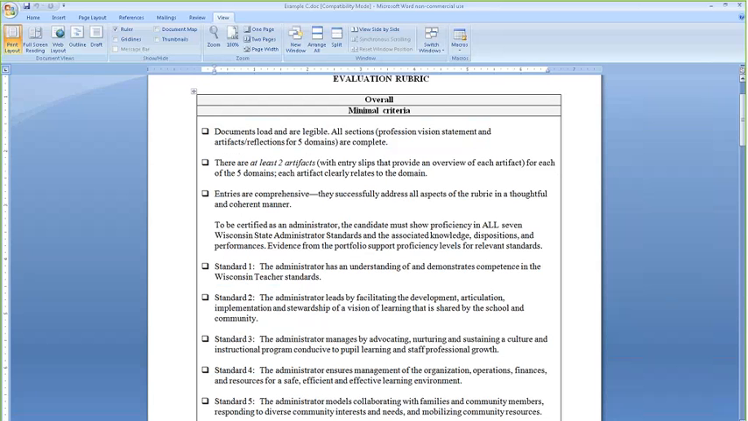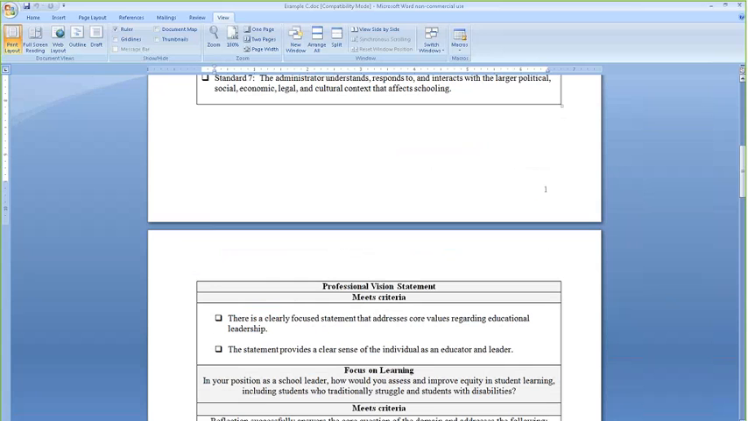Okay, great, I see the standards up front, but here's where it gets a little confusing. Professional vision statement: does it meet the criteria? Well, to meet the criteria, it's a clearly focused statement, and it provides a clear sense of the individual as an educator or leader. So where this particular portfolio evaluation rubric, as it was called, doesn't tell me as a student if I fall below or above that, what would that look like?